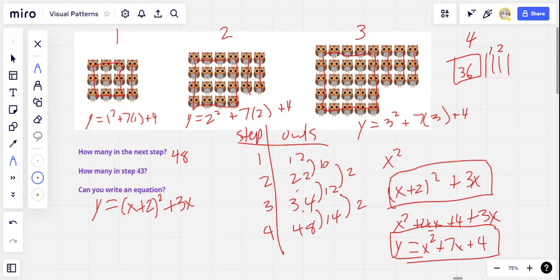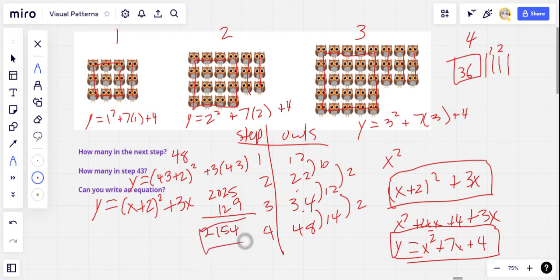Okay, so next, all we have left is to figure out how many in step 43. And thank goodness we have an equation, because this would be really tough to figure out without one. So we're going to just plug in 43 for x in our equation. So y equals 43 plus 2 quantity squared plus 3 times 43. I think I'm going to pull out my calculator for this one. So 43 plus 2 is 45, and I'm going to square that, and I'm getting 2,025, and 3 times 43 would be 129, plus 2,025 should be 2,154 owls. That's a lot of owls in step 43.